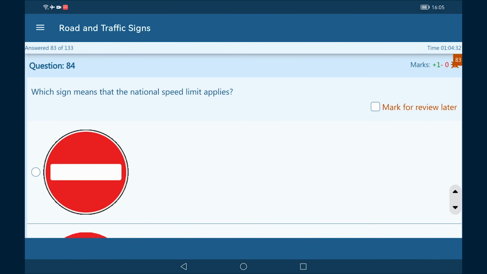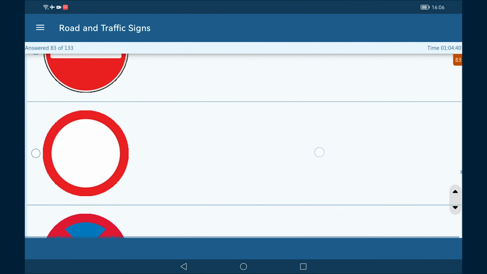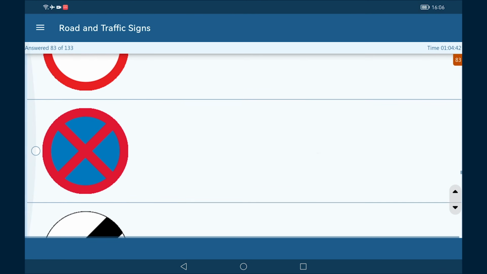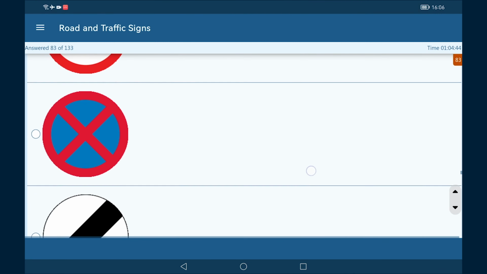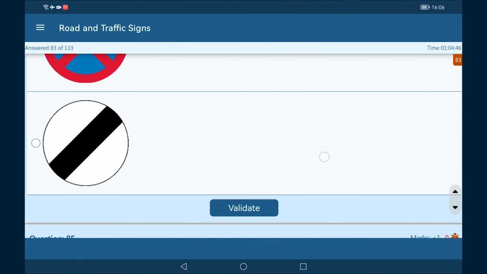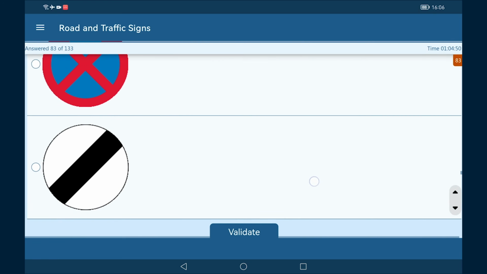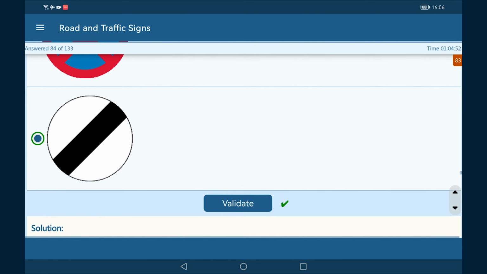Question 84. Which sign means that the national speed limit applies? Option 1. Image. Option 2. Image. Option 3. Image. Option 4. Image. The correct answer is Option 4.